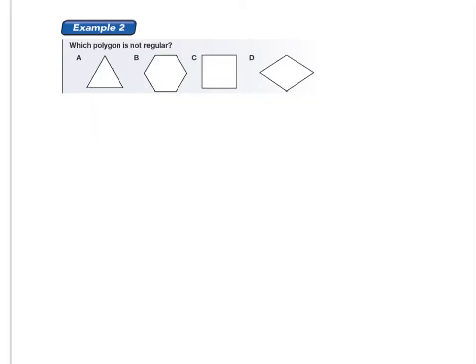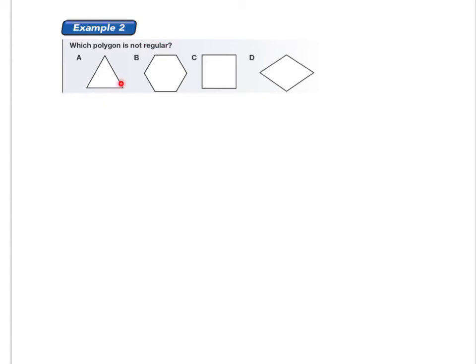Alright, and let's go ahead and figure out which polygon is not regular. Well, first thing is we have to figure out, are they all polygons? Well, this is one plane, okay, it's not 3D, and it's closed up, all straight edges. So is this one, so is this one, so is this one. So we have to remember what the word regular means. Regular means that all the sides and all the angles are the same.